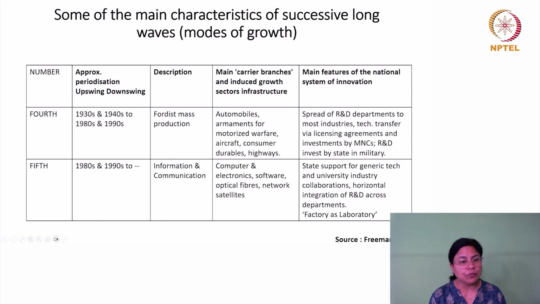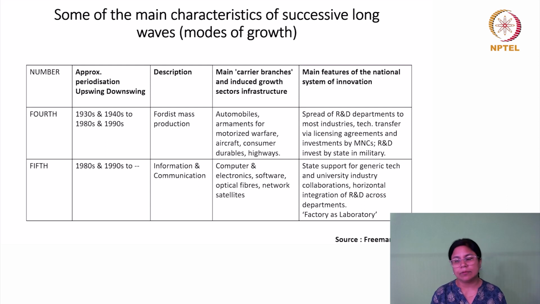Then in the fourth wave, what you find is the 1930s to 1990s. This started with a specific model of mass production coming from Henry Ford, and here the main branches through which this was carried forward were automobiles, armament for motorized warfare, aircraft, consumer durables, and highways. And again, you also see R&D departments in most industries. Technology transfer also began to happen through licensing agreements and the MNCs, and R&D also started being invested in by the state and the military.